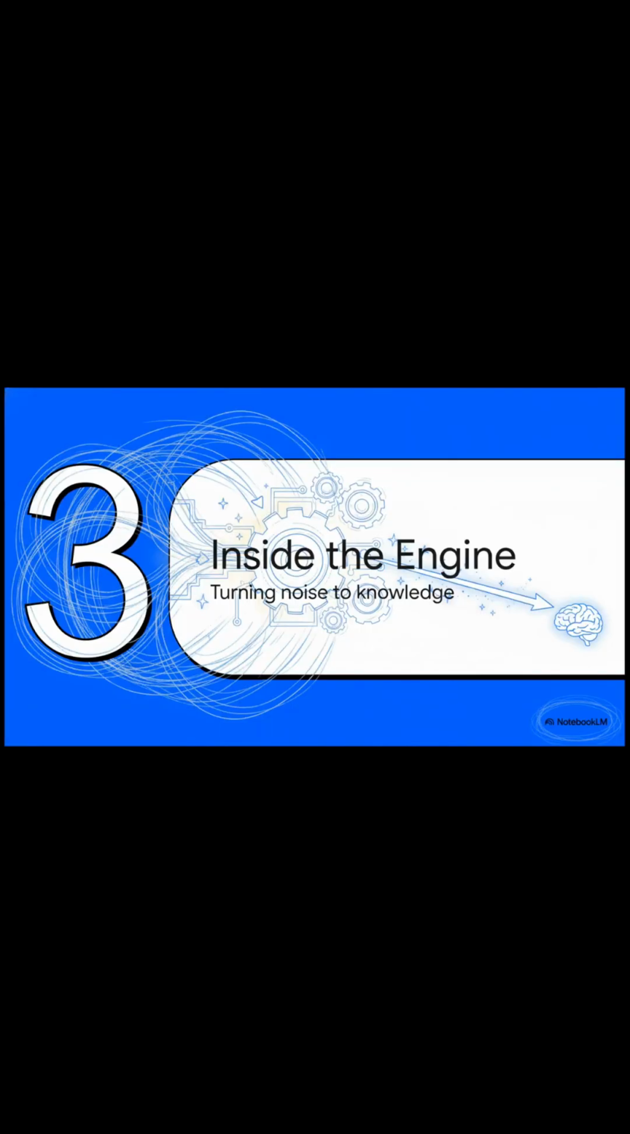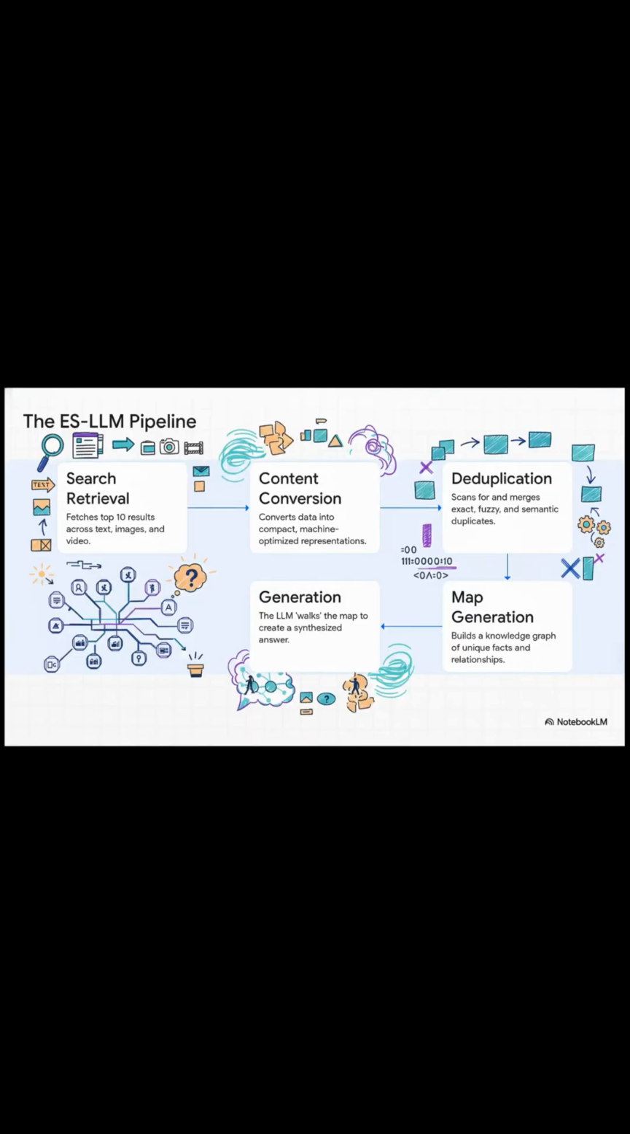Okay, so how does it actually do this? How does it take those 10 potentially repetitive search results and pull out only the unique, valuable bits? Well, let's pop the hood and take a look inside the unique parse engine that makes this whole thing possible. It all happens in this really slick 5-step pipeline. First, it grabs those top 10 results. Then, it converts everything, text, images, even video, into a common language the machine understands.